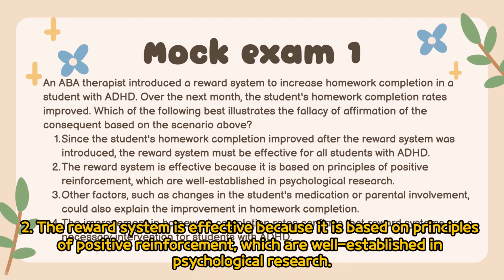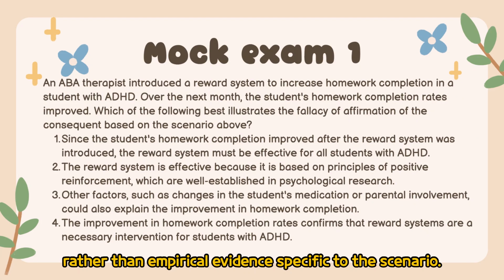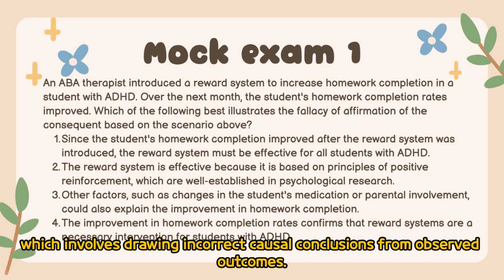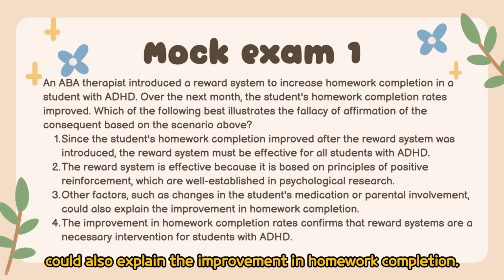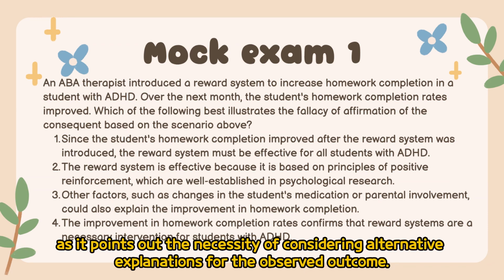2. The reward system is effective because it is based on principles of positive reinforcement, which are well established in psychological research. This choice is incorrect because it justifies the effectiveness of the reward system on theoretical grounds, rather than empirical evidence specific to the scenario. It doesn't directly relate to the fallacy of affirmation of the consequent, which involves drawing incorrect causal conclusions from observed outcomes. 3. Other factors, such as changes in the student's medication or parental involvement, could also explain the improvement in homework completion. This option is actually correct in the context of avoiding the fallacy of affirmation of the consequent, as it points out the necessity of considering alternative explanations for the observed outcome.